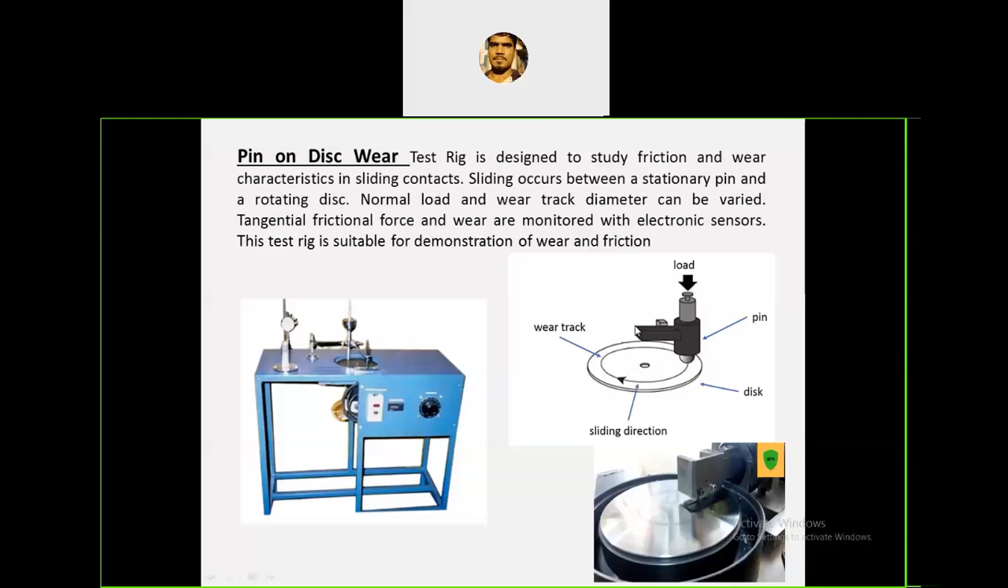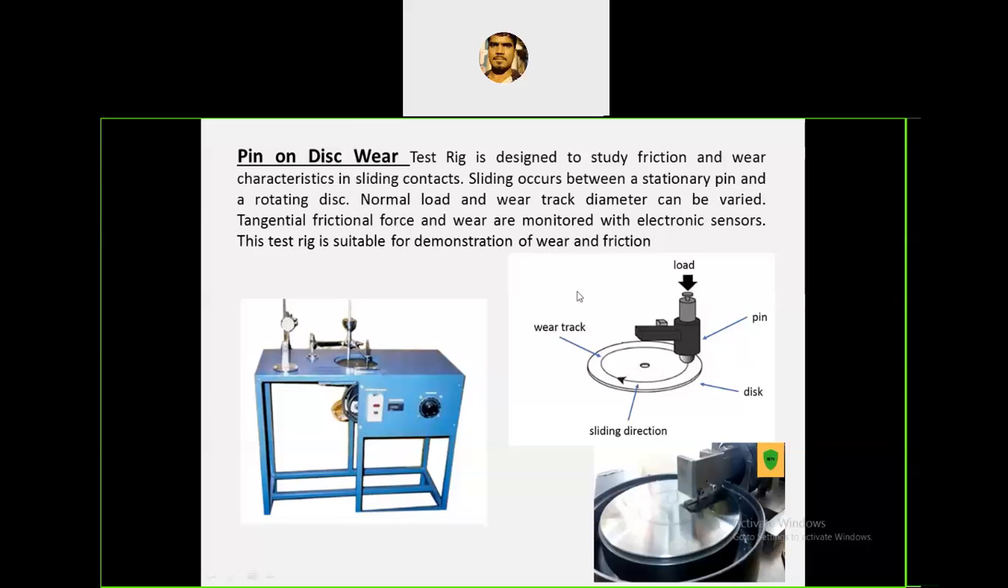Clear? If you want to increase the wear, we have to increase the load and speed. If there is no load, there is no wear. If there is no speed or no sliding movement, there is no wear. If you provide speed and load, then only it will give wear. Clear? So these are the equipment and apparatus we need.